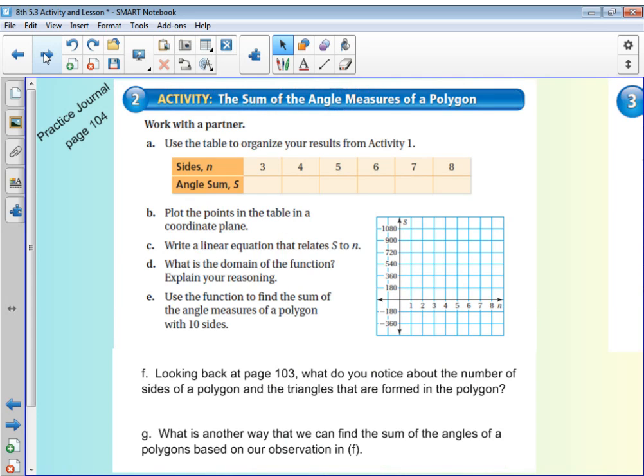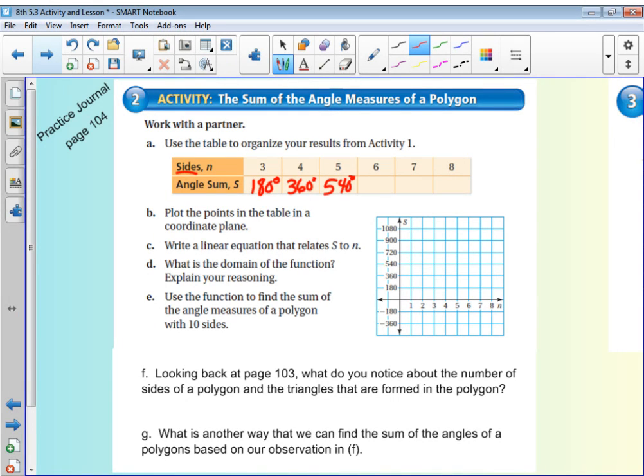Okay, so let's go ahead and now do activity 2. So it's taking our information from what we just did and piecing it all together. So here it says, use the table to organize your results from activity 1. So a 3-sided figure, that's a triangle, that's 180 degrees. Okay, and then referencing back to our previous page, the 4-sided figure, which was letter A, was 360 degrees. The 5-sided figure was 540 degrees.